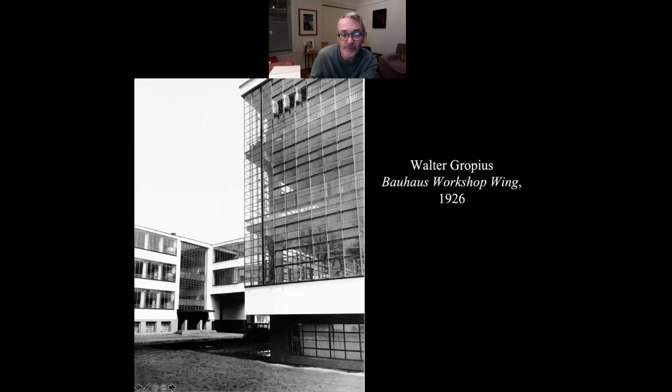The workshop wing, similar to that pre-World War I factory. You can see the concrete and steel structure on the inside, and these windows that just wrap around, letting in all kinds of light.